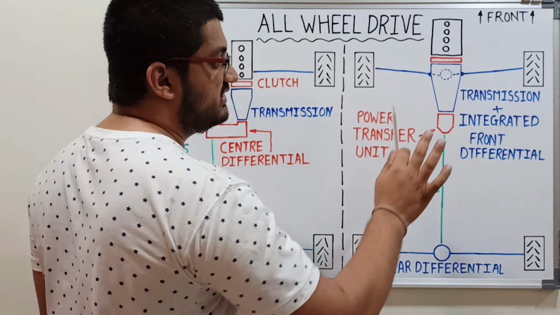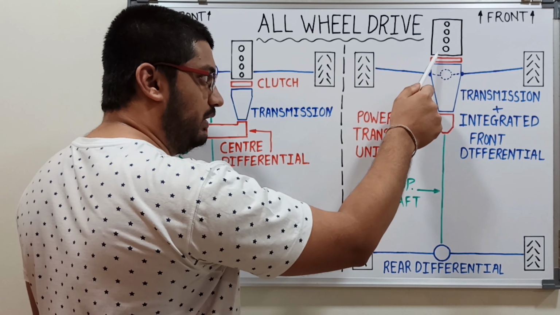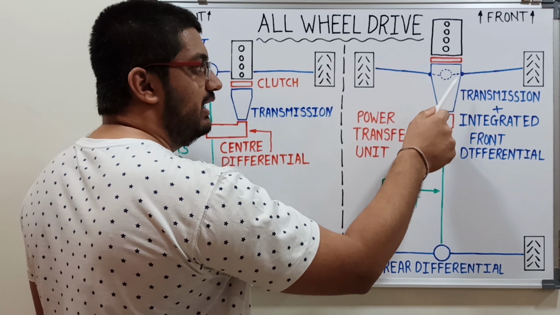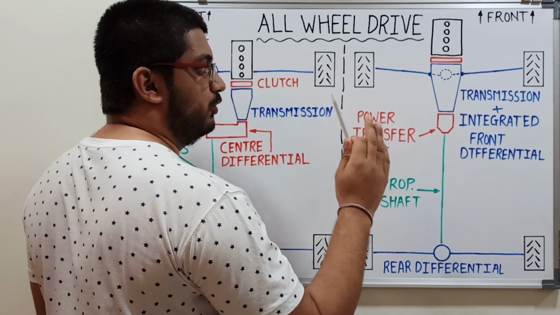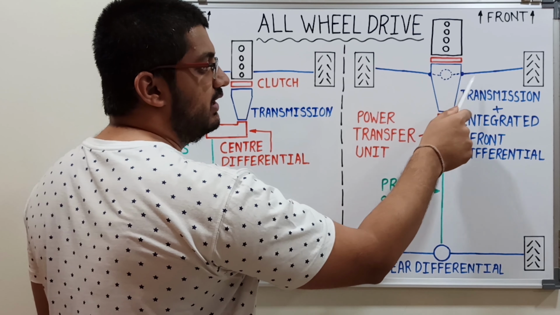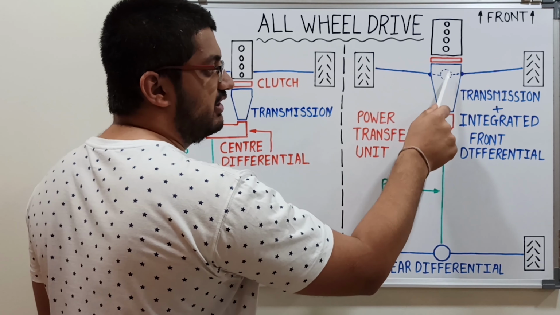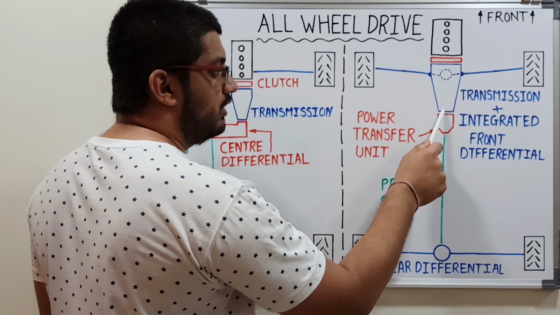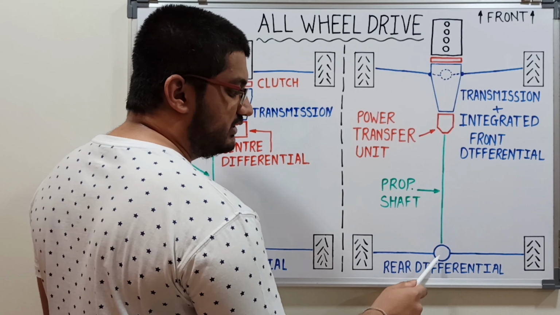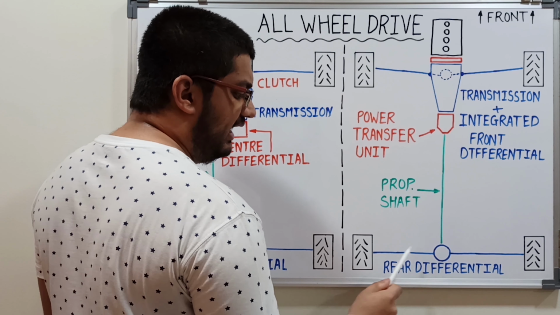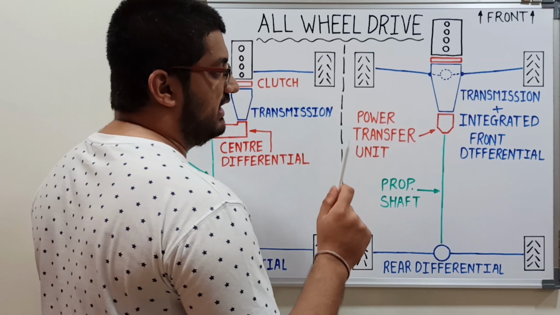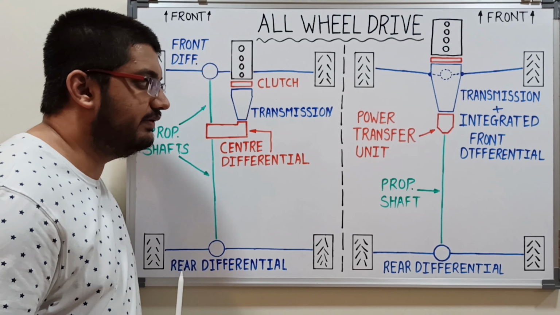So the power flow is like this. Engine generates the power. Through the clutch it is given to the gearbox. The gearbox has here three outputs. Two are for the two front wheels through the differential inbuilt in it. And the power transfer unit takes the power from the gearbox and transfers it to the rear axle. And the rear axle then transfers it to the two wheels. So this is another type of layout of an all-wheel drive vehicle.